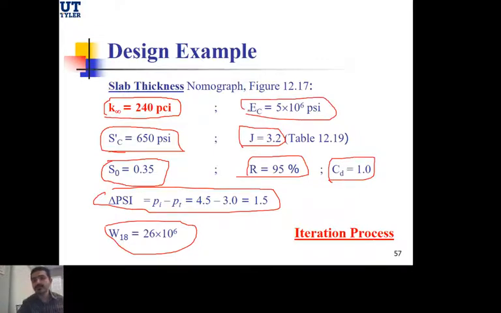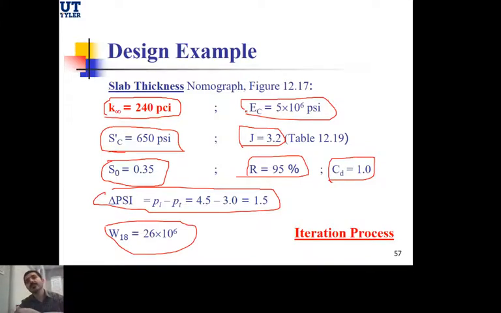So what you need to do now, and that's what I want you to do, is go through the nomograph one more time, and instead of 250, now it's gonna be 240. As you go through this process, you're gonna see that the required thickness is about the same. You started this iteration with 12 and a half, and if you go through the nomograph, you're gonna end up with about 12.4, 12.3 inches, which is about the same.